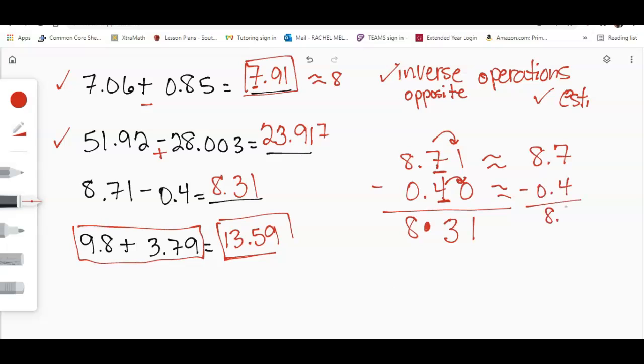Okay, and so that gives me an estimate of 8 and 3 tenths, which is extremely close to 8 and 31 hundredths. So now let's go ahead and add those 40 hundredths back in. And I did get this answer, or this addend, so I did that correctly.